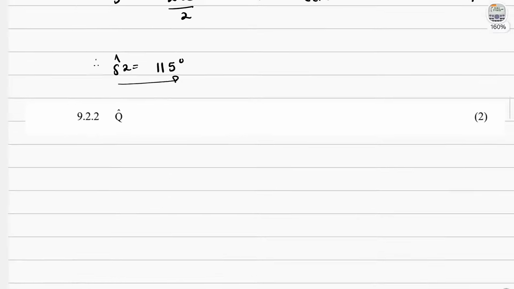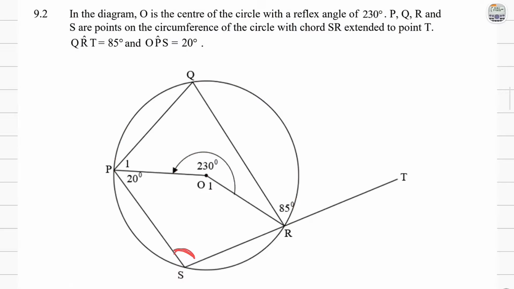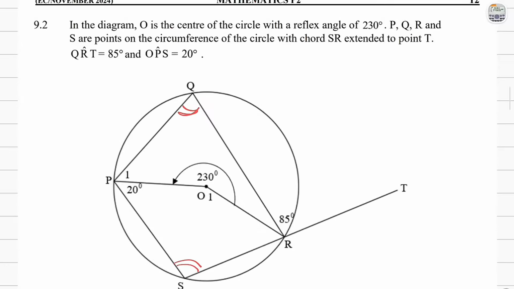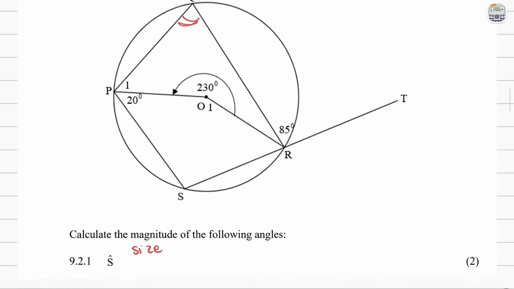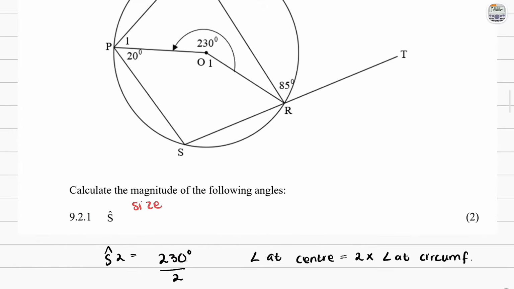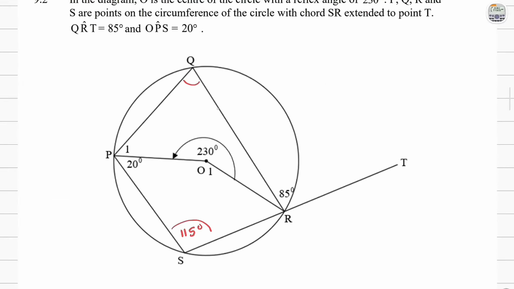Question 9.2.2 asks us to find the size of angle Q. And as we can see, you see where angle Q is? Right opposite angle S. So using the theorem above that we just proved, this is 115 degrees. It's always good to write down the angles that you find. And now we can find angle Q.